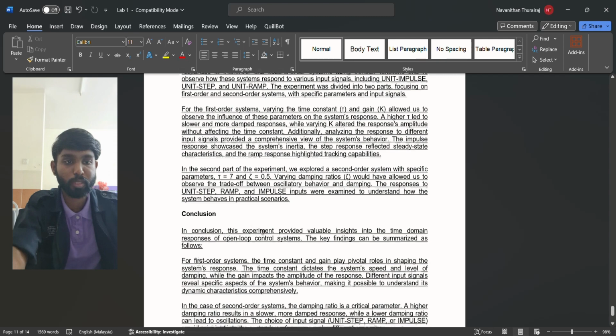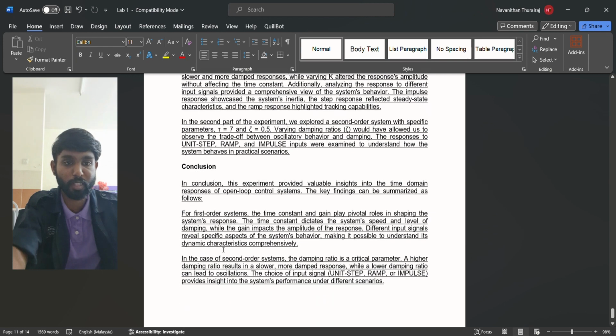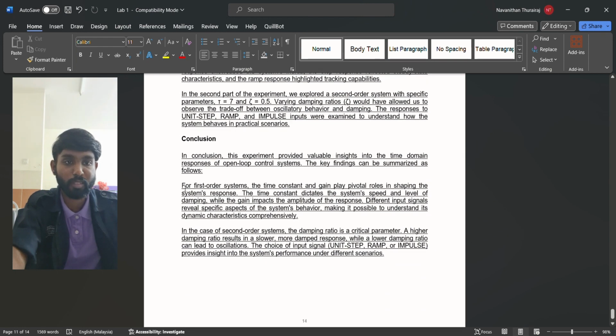In conclusion, the experiment provides valuable insights into time domain responses of open loop control systems. The key findings can be summarized as follows. For first order systems, time constant and gain play pivotal roles in shaping the system's response. Time constant dictates the system's speed and level of damping, while the gain impacts the amplitude of response. Different input signals reveal specific aspects of behavior, making it possible to understand its dynamics and characteristics comprehensively.